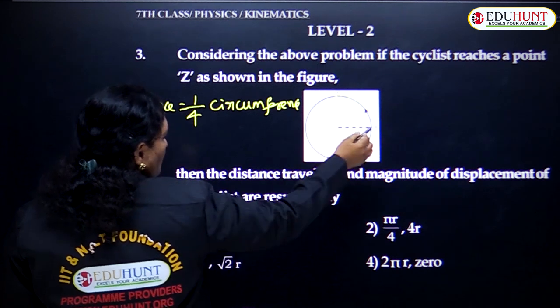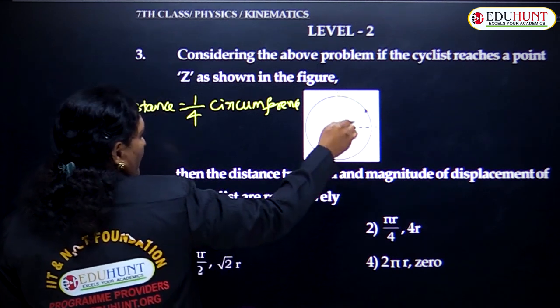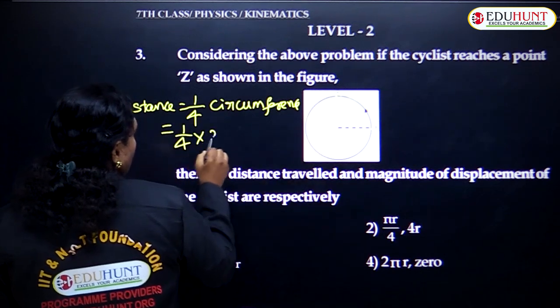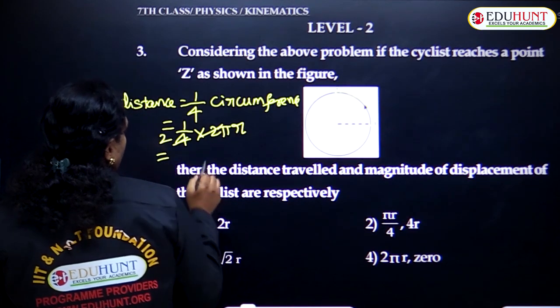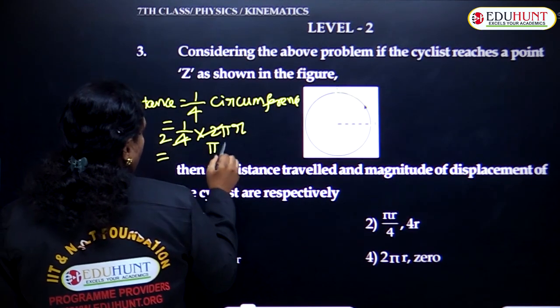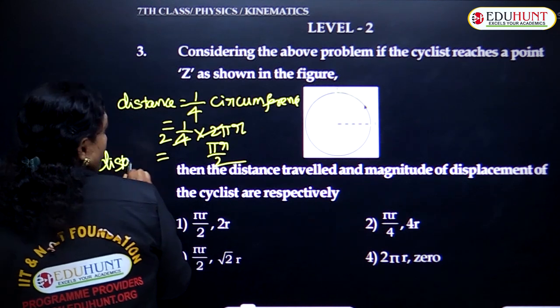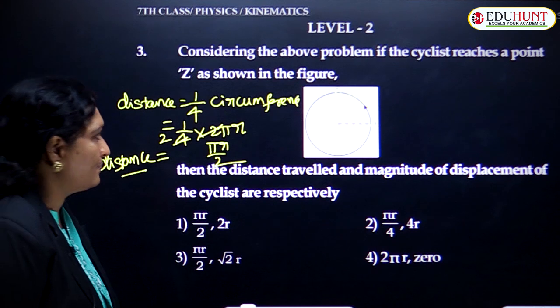Total is 2 pi r, half is pi r, and this is 2 pi r by 4. So that is nothing but 1/4 of 2 pi r. So 2 goes 2 times in 4. So the answer is pi r by 2. So the distance covered by the cyclist is pi r by 2.